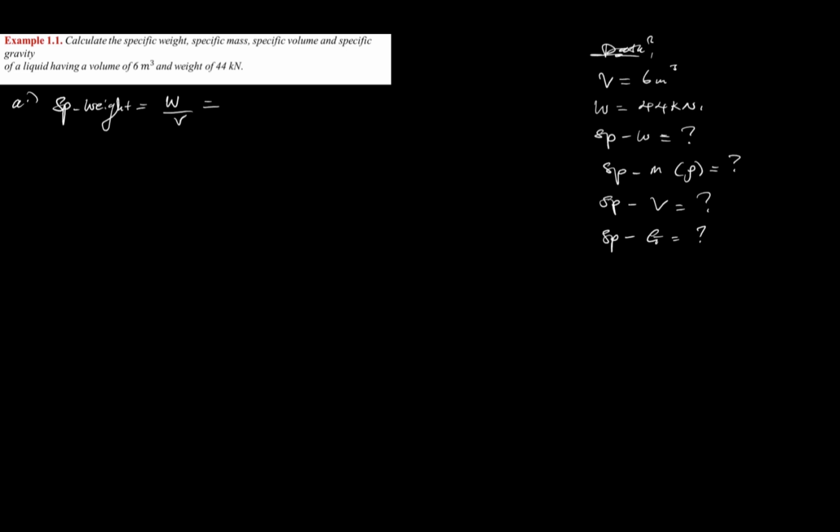So what is the weight of the fluid? It is 44 kilonewtons. And what is the volume? 6 meter cubed. If we do our computation right, we'll have 7.33 kilonewtons per meter cubed. So this is our specific weight.